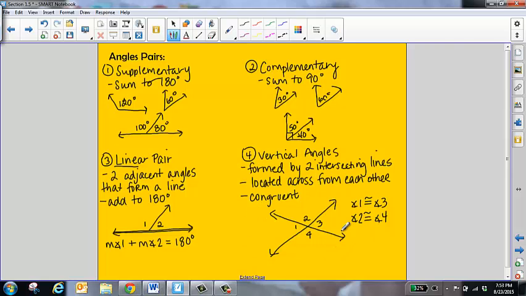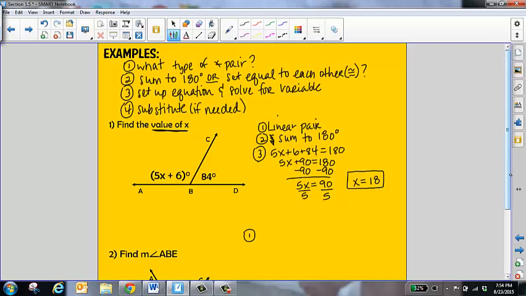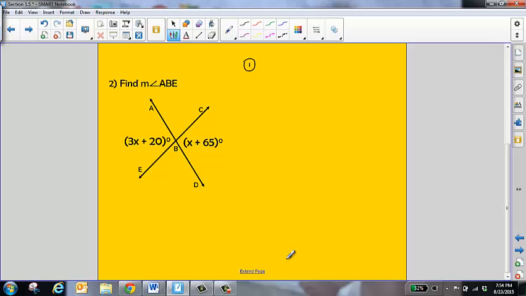And the reason why is because we have 2 intersecting lines. So when we have 2 intersecting lines, we want to check to see if we have vertical angles. And remember, vertical angles have to be located across from each other. So going back to our example, we do have 2 intersecting lines, and these 2 angles are located across from each other. So we have vertical angles.